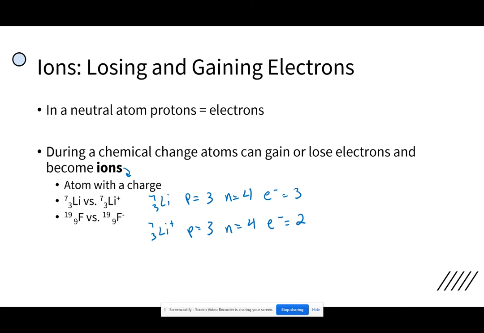With the fluorines here, the neutral fluorine is going to have 9 protons, 10 neutrons, and 9 electrons. The fluoride ion is going to still have 9 protons. It's still going to have 10 neutrons, but it has a negative charge, which means it gained 1 negative thing, or 1 electron, and so it's going to have 10 electrons.